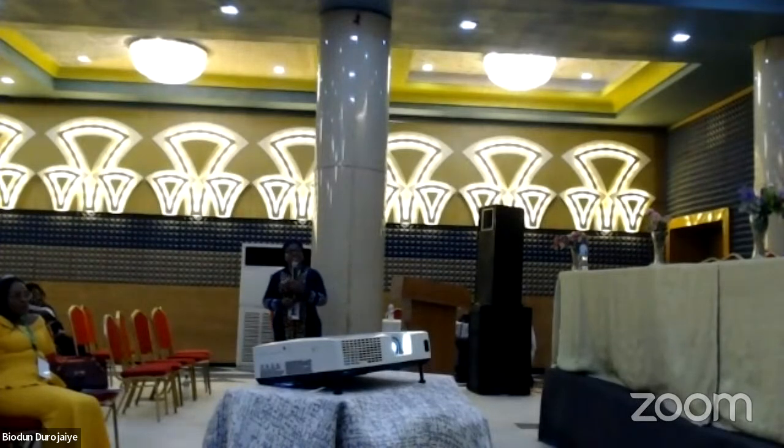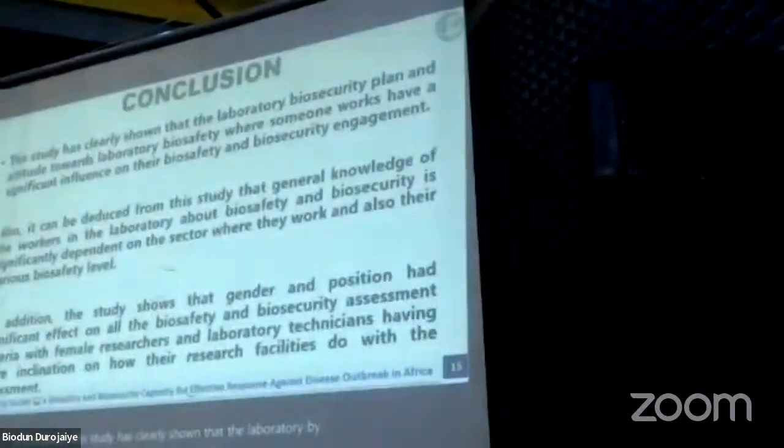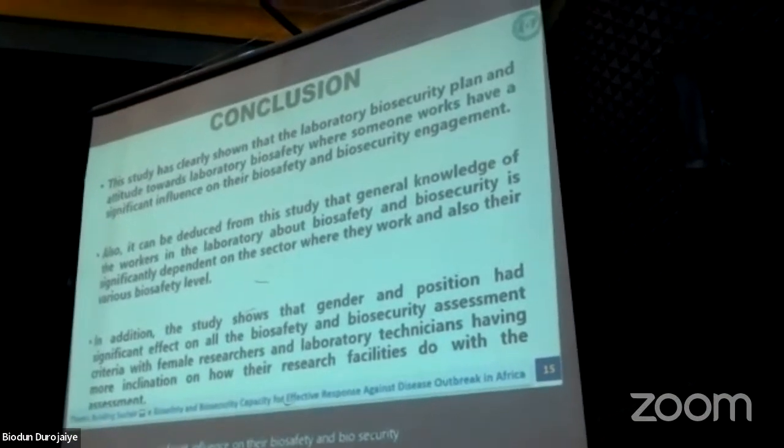In conclusion, this study has clearly shown that the laboratory biosafety plan and attitude towards laboratory biosafety, where someone works, have a significant influence on their biosafety and biosecurity engagement. Also, it can be deduced that the general knowledge of workers in the laboratory about biosafety and biosecurity was ascertained, because we looked at most of them in their laboratories, and some of them don't even know what biosafety and biosecurity are. In addition, the study shows that gender and position have a significant effect in all the biosafety and biosecurity assessments, with female researchers and laboratory technicians having more inclination on how their research facilities do with the assessment.